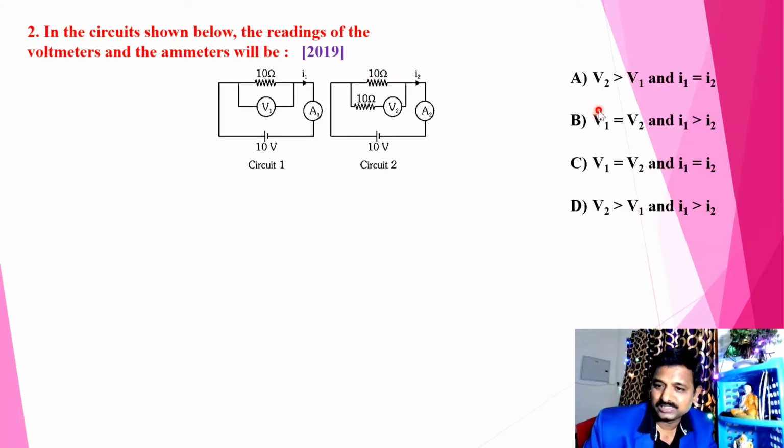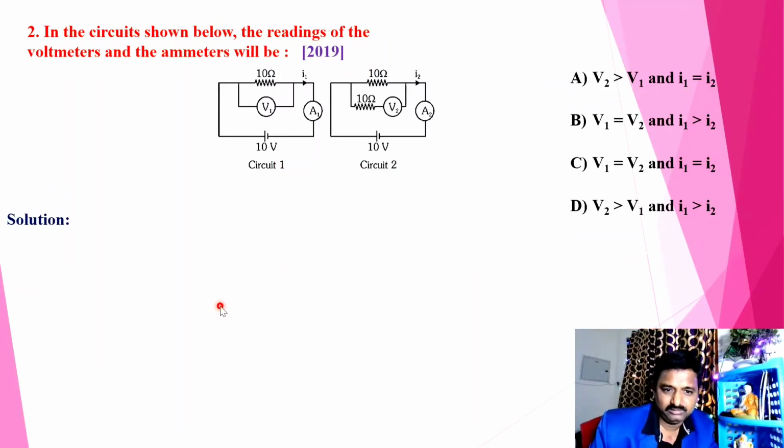Here are the options. Option A, V2 greater than V1 and I1 is equal to I2. Option B, V1 is equal to V2 and I1 greater than I2. Option C, V1 is equal to V2 and I1 is equal to I2. Option D, V2 greater than V1 and I1 greater than I2. Now solution.